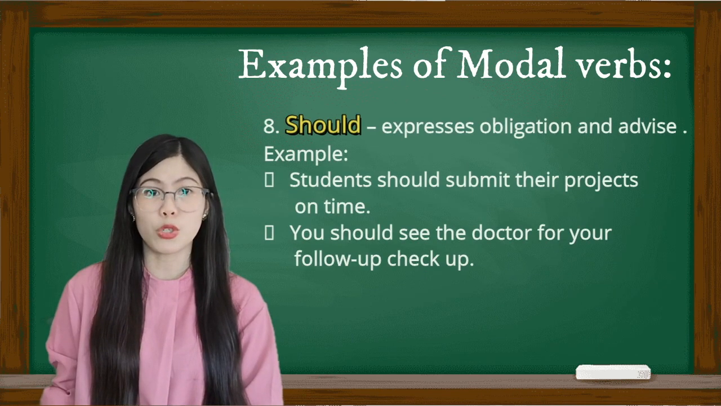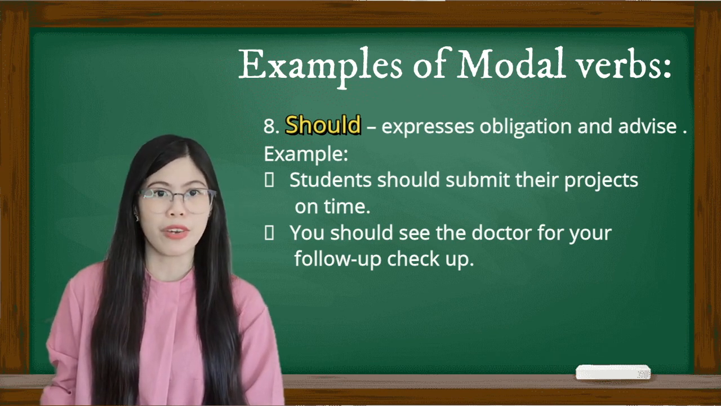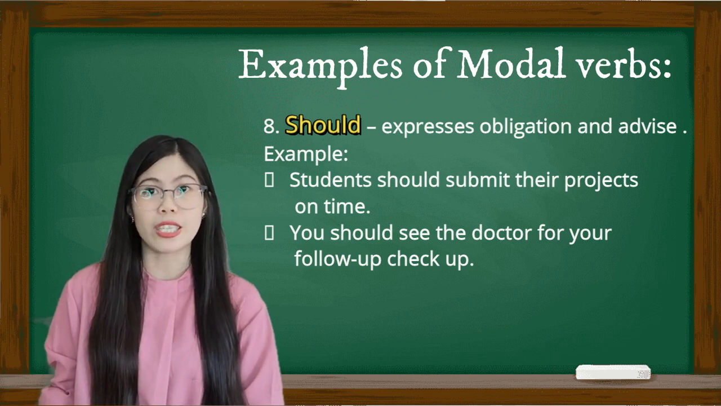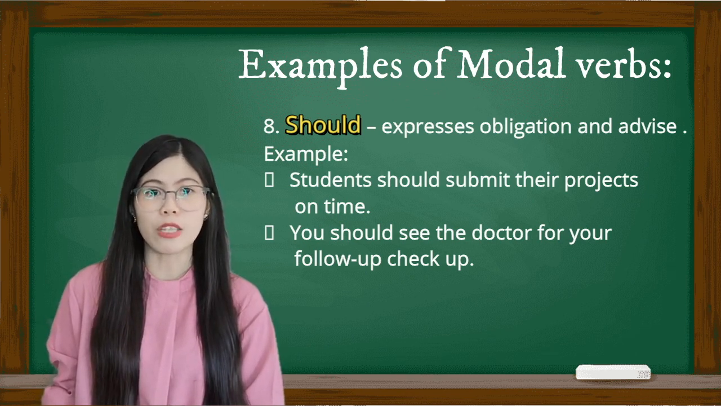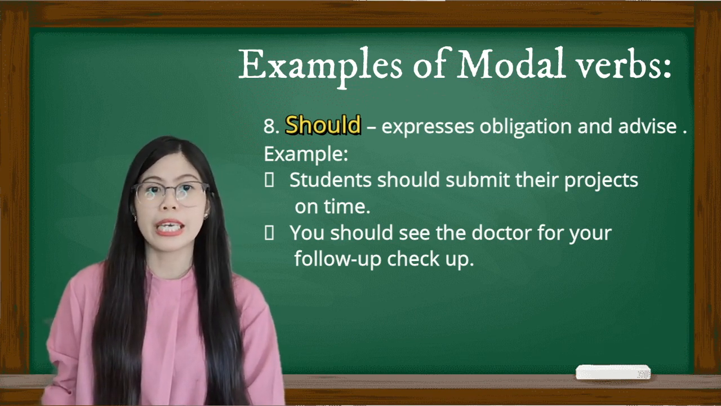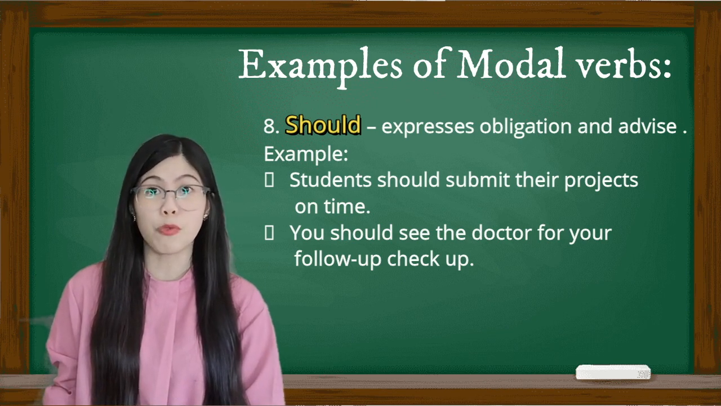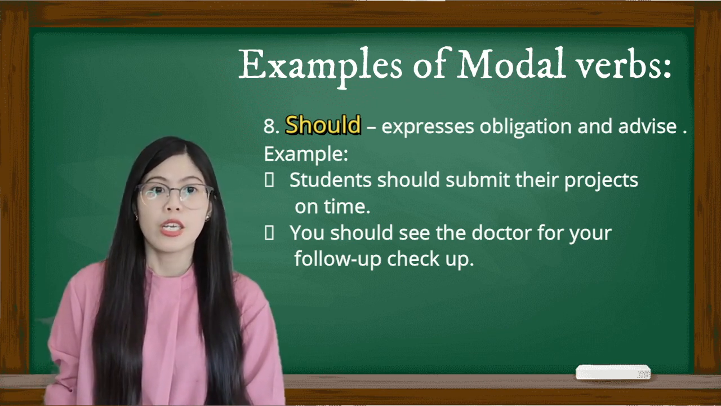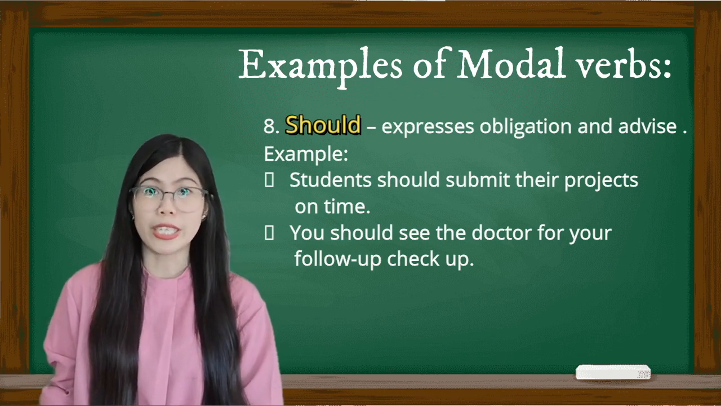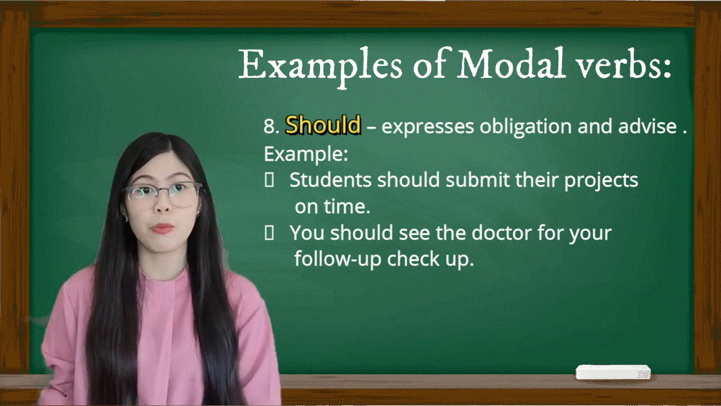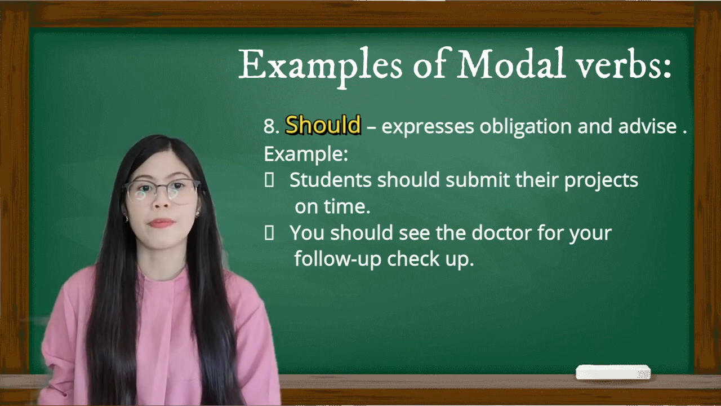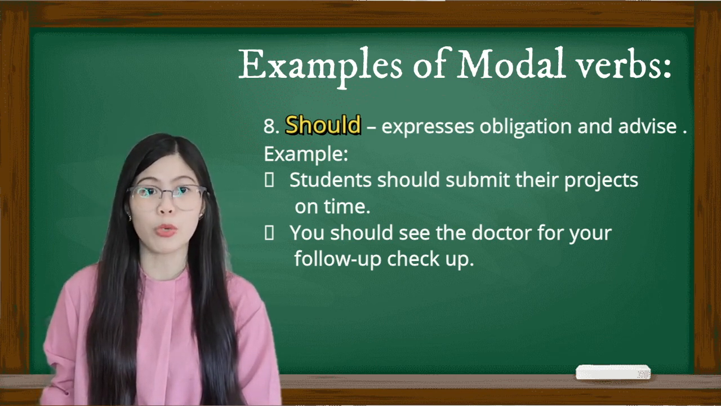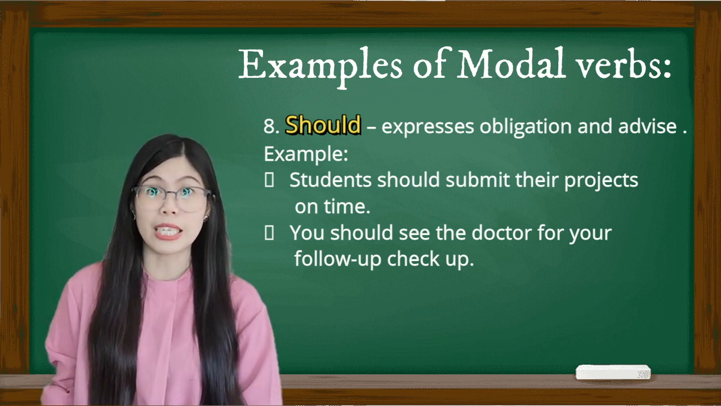Next is the modal verb should. It expresses obligation and advice. Earlier, I mentioned that shall expresses obligation as well. The difference between them is that we commonly use shall for formal settings, while the modal verb should can be used in an informal setting or less formal context. Example, students should submit their projects on time. Here, it expresses the modality which is obligation. While in the second example, you should see the doctor for your follow-up check-up, it expresses advice.